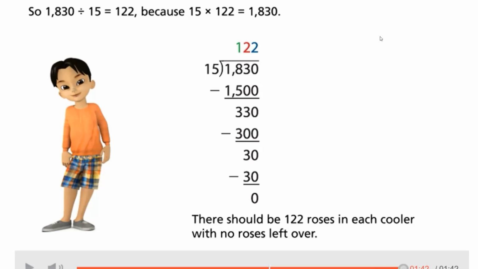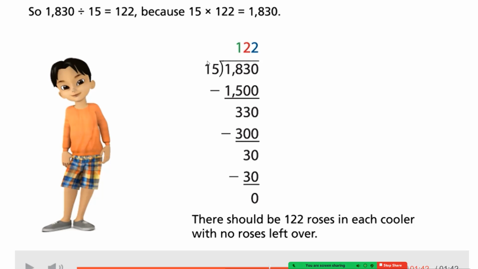All right, so let's take a look at what they did here. So they looked at the hundreds place, right? So we have thousands, hundreds, tens, and ones. So they said, how many groups of 15 fit in here? So they said 15 times 100 is 1,500, right? So they put the 1 above the hundreds group. They subtracted 1,500, and they were left with 330.